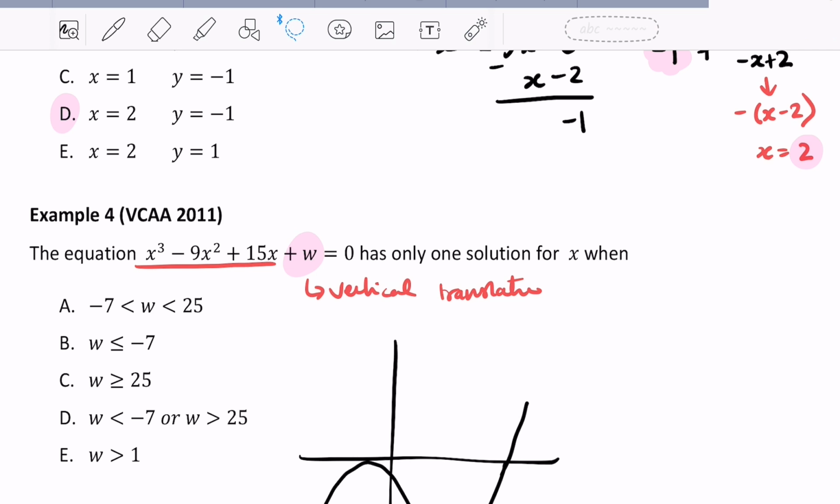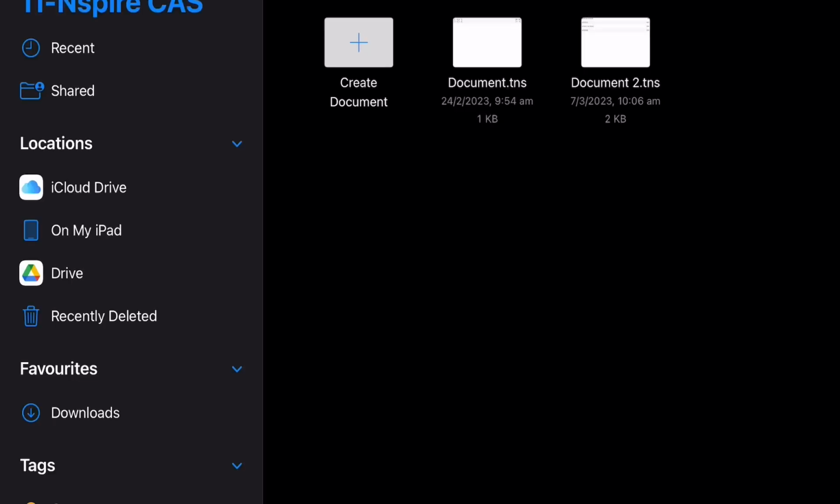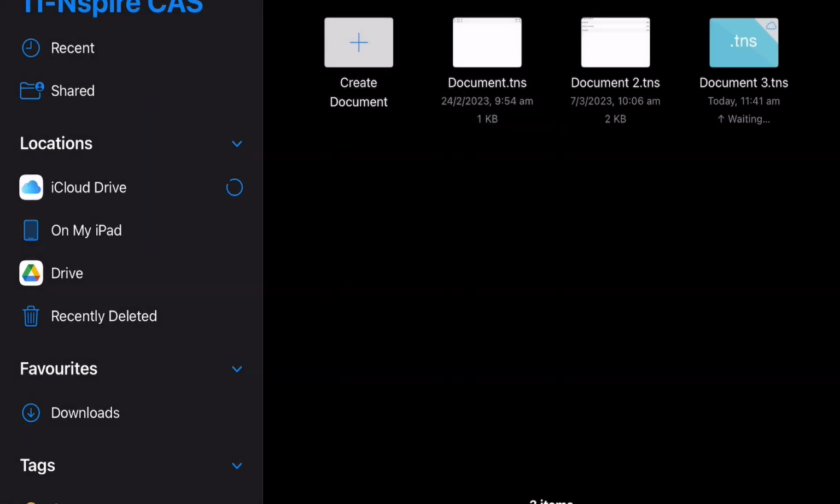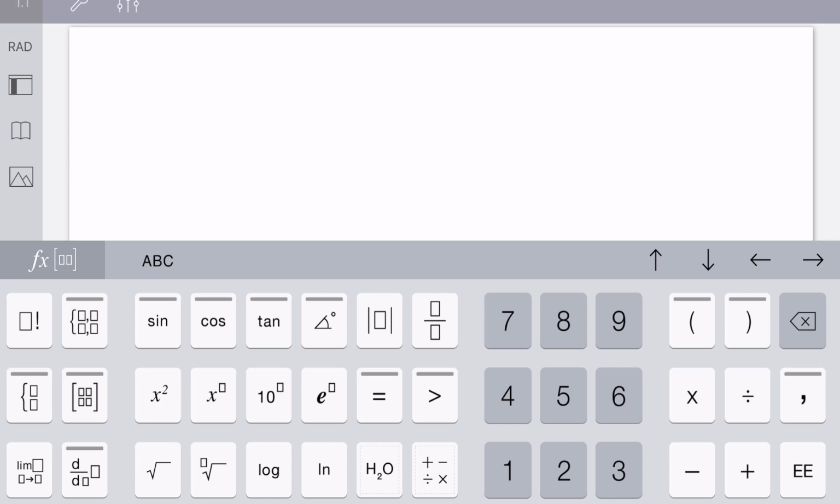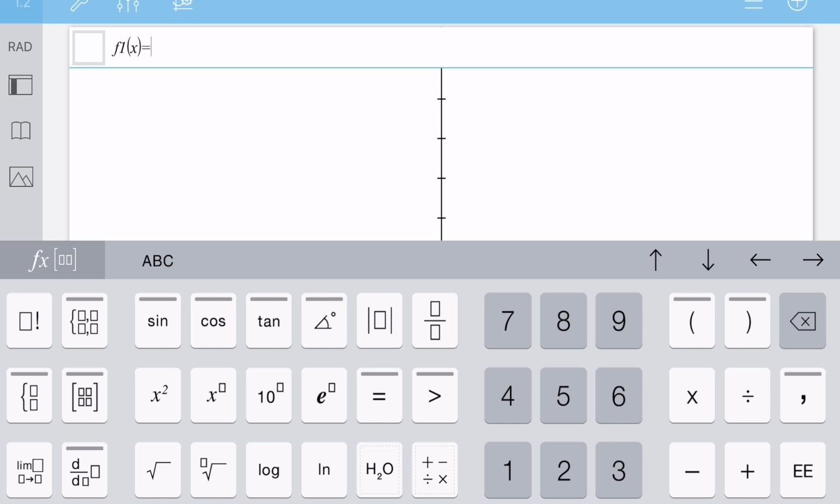We're going to use our CAS for this question, so please pull out your CAS. We'll go onto the calculator page. Actually, not the calculator page, we need a graph page. So that will be x to the power of 3 minus 9x squared plus 15x.